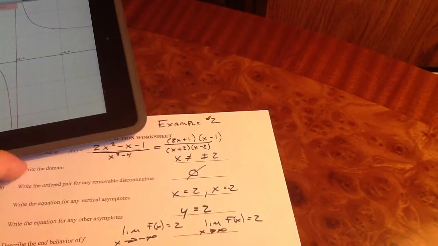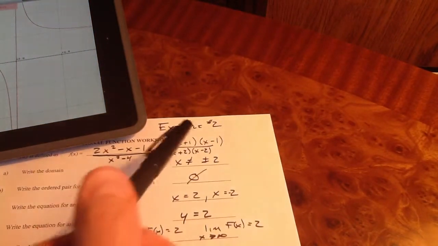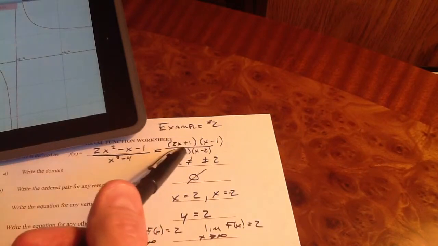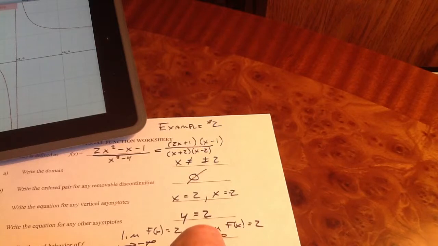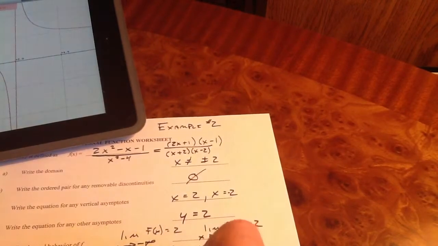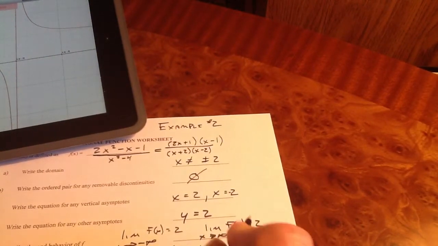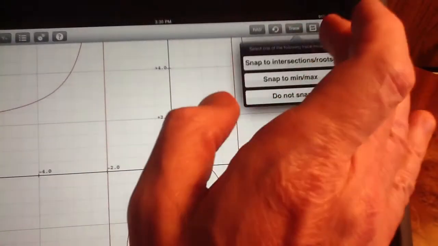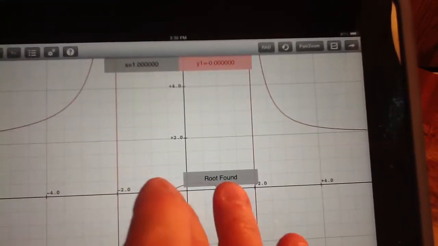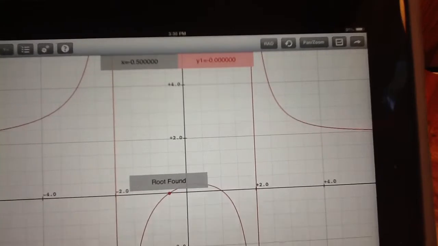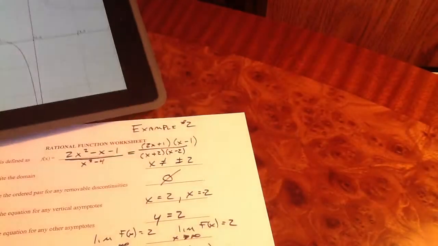Good. Compute the x-intercepts. Set the top equal to 0. So that's negative 1/2 comma 0 and 1 comma 0. Good. And now let's verify that real quick. Snap to intersections. There's 1. There's negative 1/2. Good.